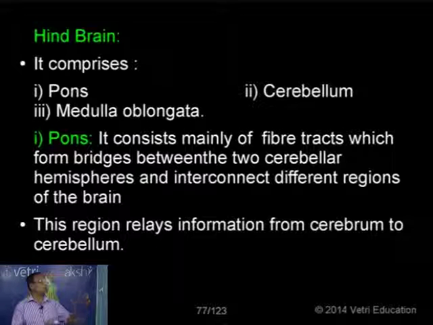So what is the role of the pons? It consists of a group of nerve fibers, or nerve fiber tracts, which form a bridge between the two cerebellar hemispheres, and it also interconnects the cerebellum with different parts of the brain. The pons is also called pons varolii. It is a tract of nerve fibers joining the two cerebellar hemispheres and interconnecting the different parts of the cerebrum with the cerebellum.